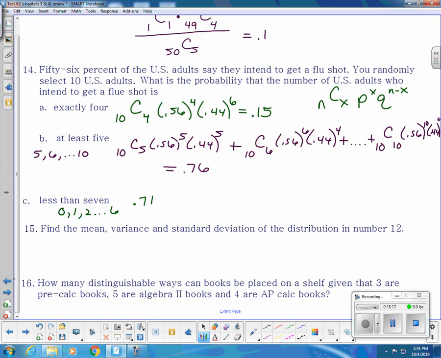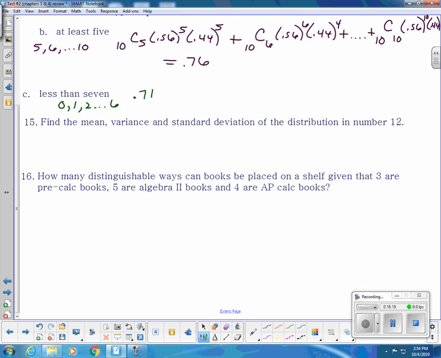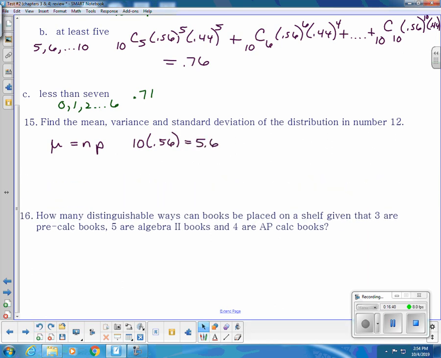Okay, find the mean, variance, and standard deviation of that question. Well, these formulas, the mean, I hate writing these U's. The mean is n times p. So the number of people is 10. The probability of success is 0.56. So my mean is 5.6. The standard deviation is sigma squared. It's going to be n times p times q.